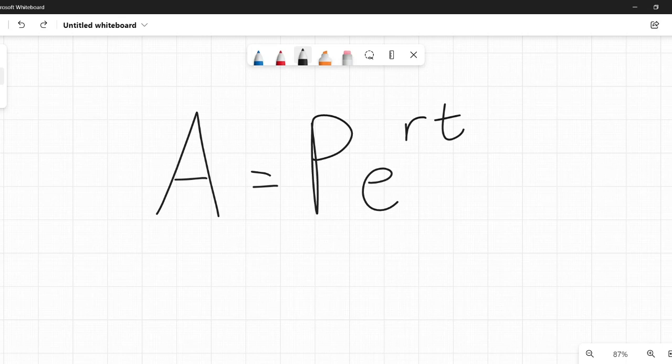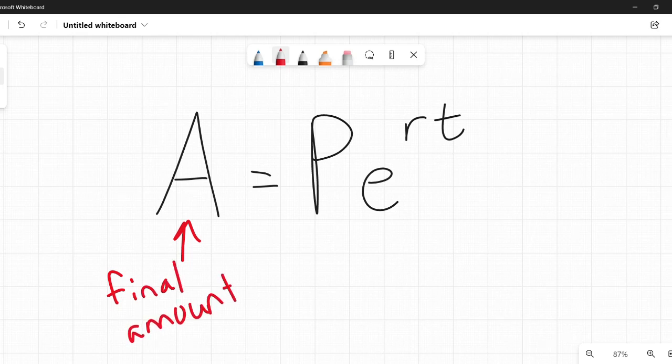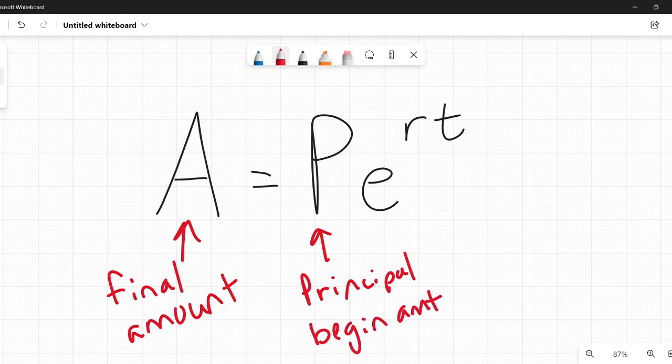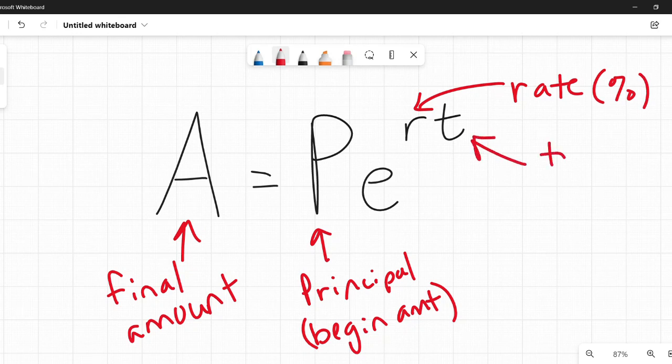First, we have our A. A is the final amount. How much money is in the bank account after this session of compounding continuously? Then we have P. P is for principal, or the beginning amount. Skipping E for a moment, R is the rate, the percent. T is the time in years. And then lastly, we have E.